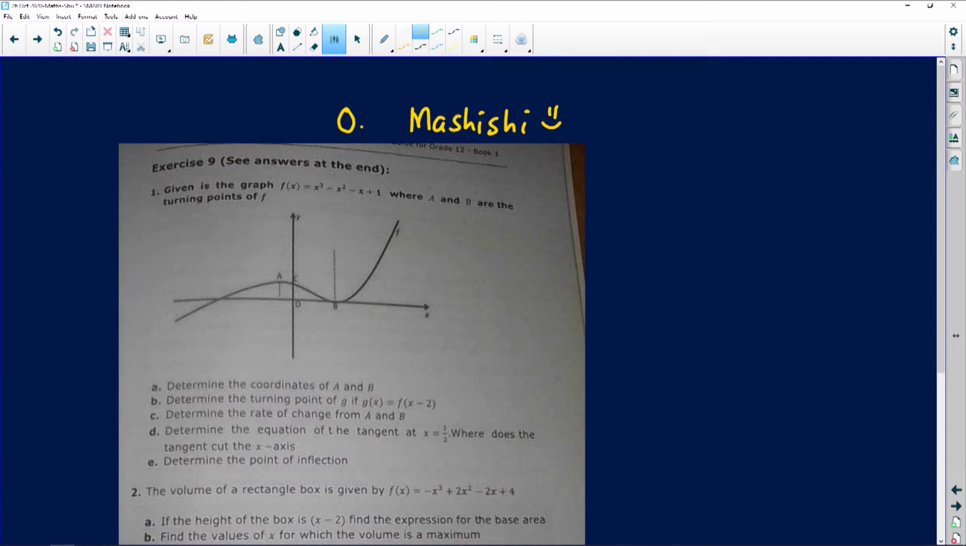Okay, it reads as follows. It says, given is the graph of f of x equals x cubed minus x squared minus x plus 1, where a and b are the turning points of the graph of f. Okay, so that's basically the equation.